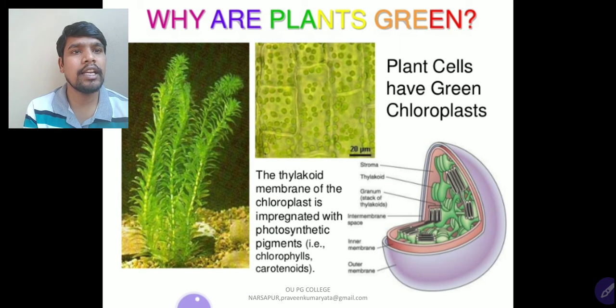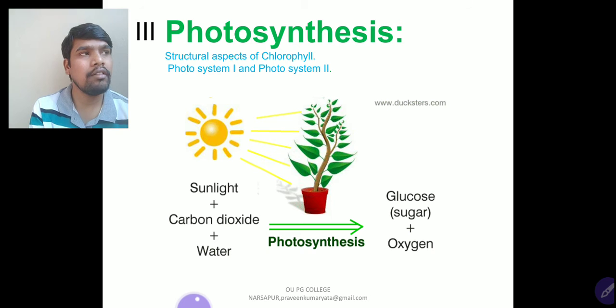Why are plants green? Plant cells have green chloroplasts. The thylakoid membranes of the chloroplast are impregnated with the photosynthetic pigments, that is chlorophyll and carotenoid. Chlorophyll has the metal magnesium. That is the reason we are studying this photosynthesis: structural aspects of chlorophyll, photosystem 1 and photosystem 2. We know that sunlight, carbon dioxide, water, in the presence of photons will form the glucose and sugars.